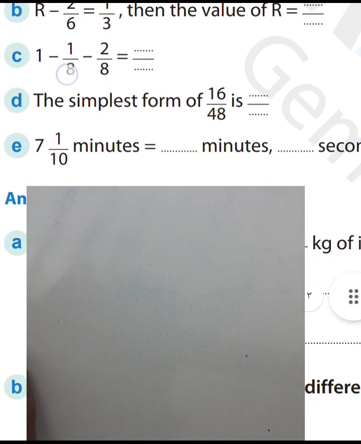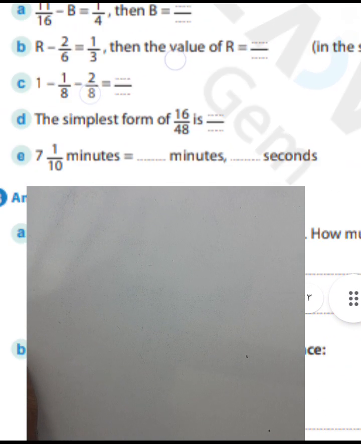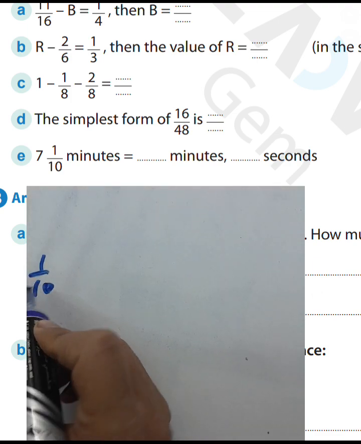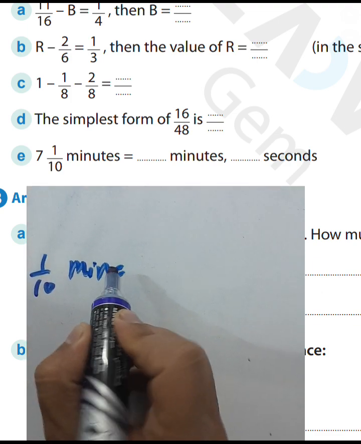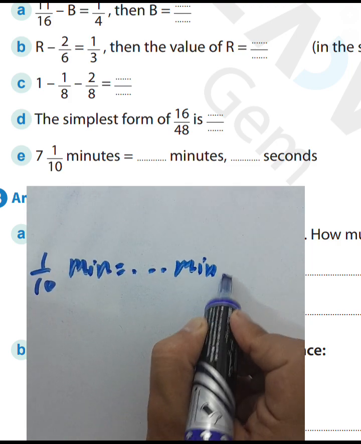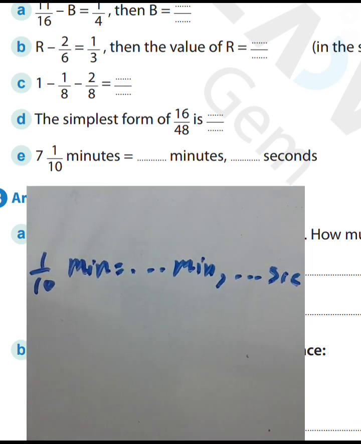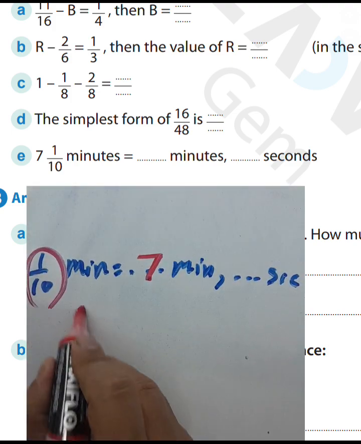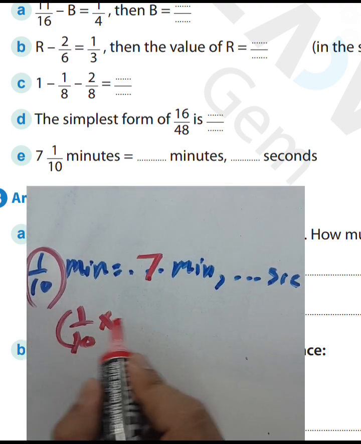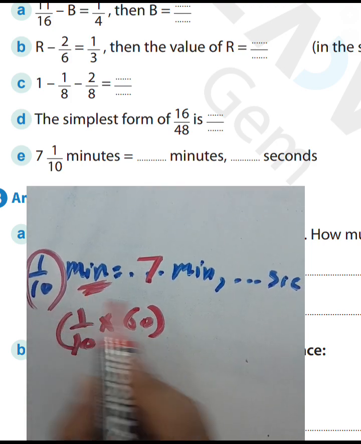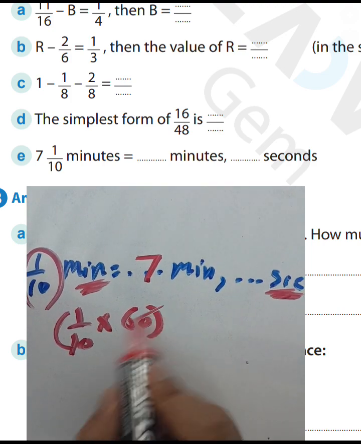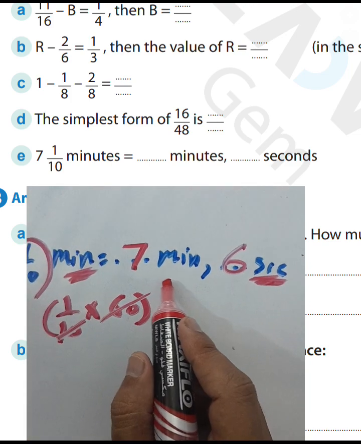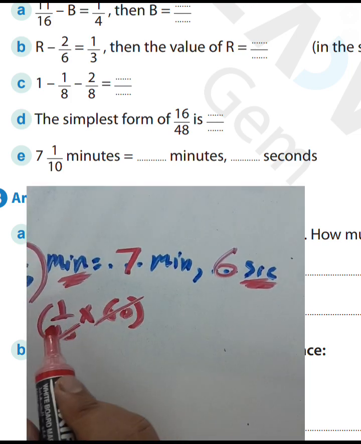Next question, letter E. 7 and 1/10 minutes equal blank minutes and blank seconds. We know 7 minutes here, and 1/10 minute we multiply by 60, because 1 minute equals 60 seconds. 60 divided by 10 equals 6. Then you must write in the space, 7 minutes and 6 seconds.